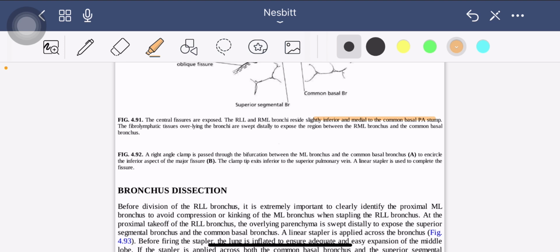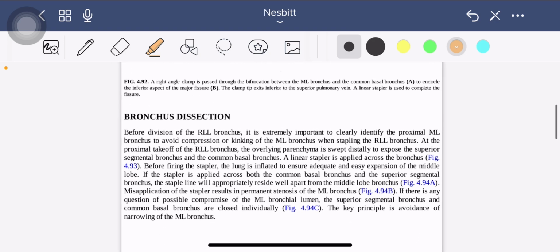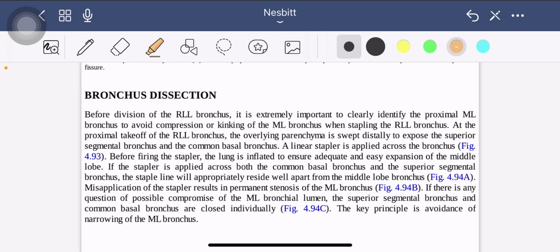Fibrofatty tissue overlying the bronchi is swept distally to expose the region between the right middle lobe and common basal bronchus. A right angle clamp is passed through the bifurcation between the middle lobe and the common basal bronchus to encircle the inferior aspect of the major fissure. The clamp tip exits inferior to the superior pulmonary vein. A linear stapler is used to complete the fissure.